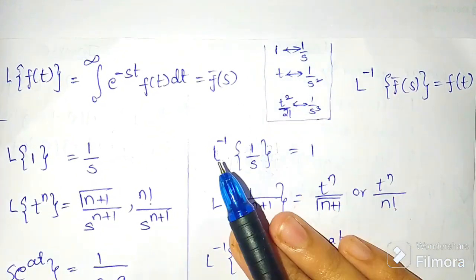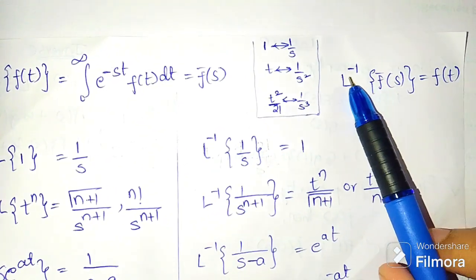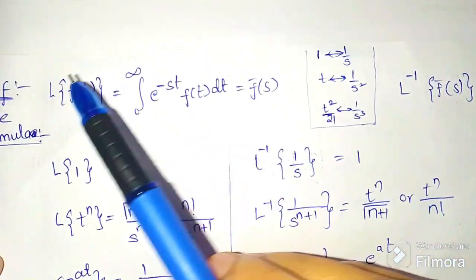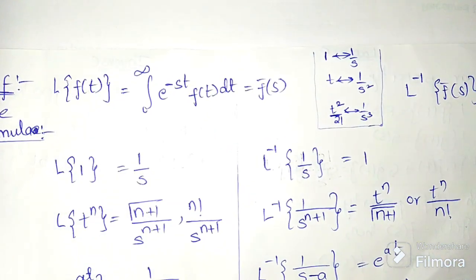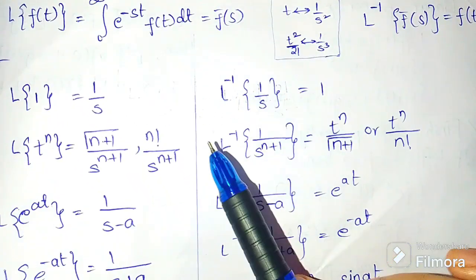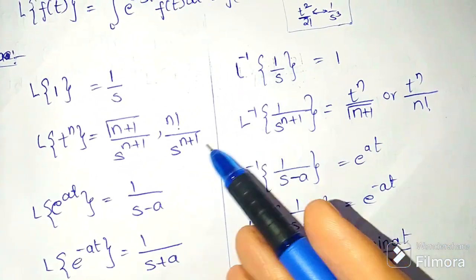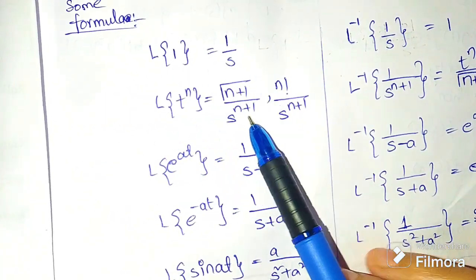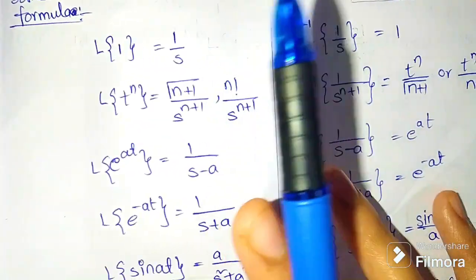But the thing you should clearly understand is we always apply Laplace inverse on s and we apply Laplace on t. So don't get confused, okay? Whenever you see s term, we always apply inverse. Then we get the output as t. But here input is only t and output is s. That is the difference you should understand.